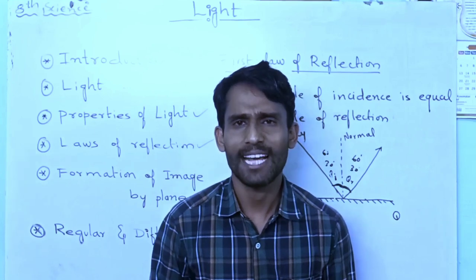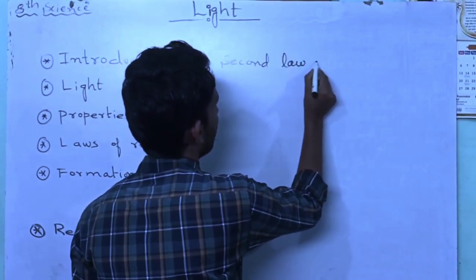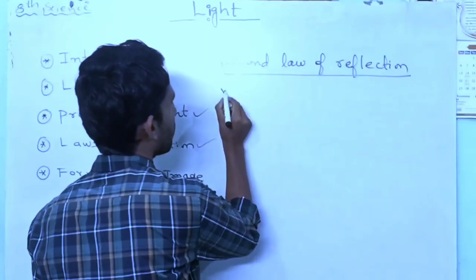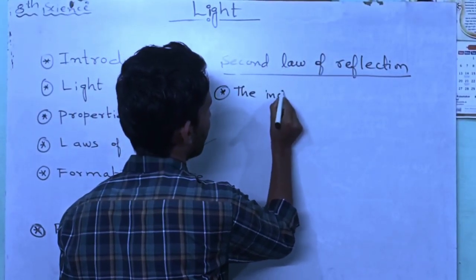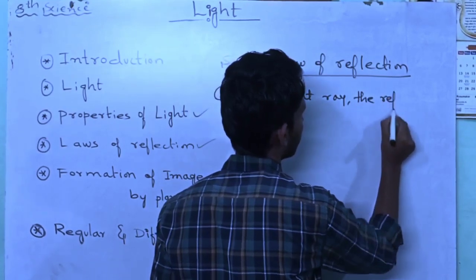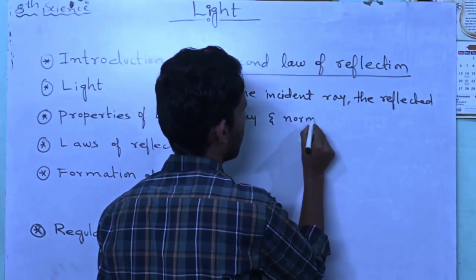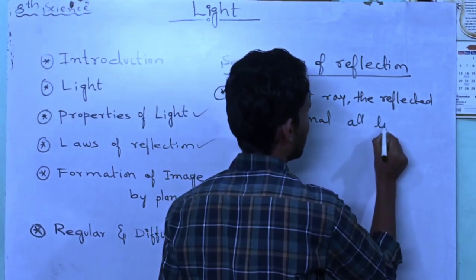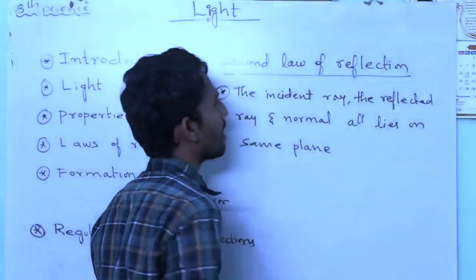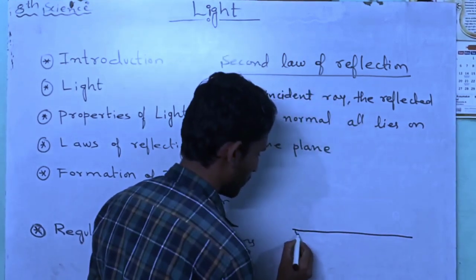Dear friend, let us see the second law of reflection. The incident ray, the reflected ray, and the normal all lie on the same plane. Okay, this is the second law of reflection. Let us see here. I will draw the figure here. This is the mirror.